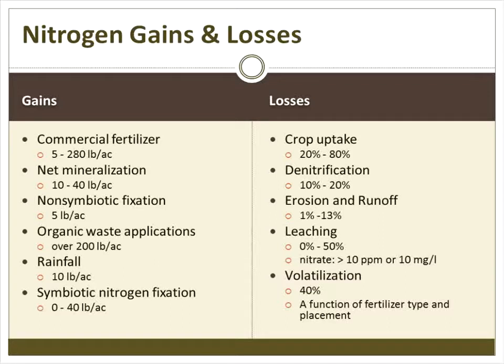We don't have much nitrogen lost in erosion and runoff in North Carolina. It ranges from anywhere of 1% to 13%. Typically, it's less than 5%. That's not a major pathway loss for us.